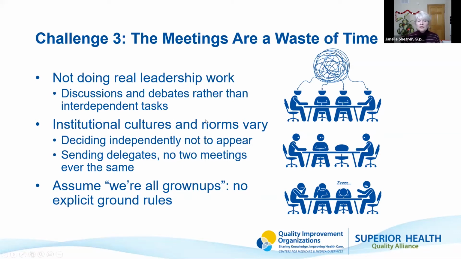There might be different institutional cultures and norms. So you may have people that don't necessarily come to the meetings, or they might be late, or they may just randomly send other people to the meetings. So no two meetings are ever the same. And then, we all just kind of assume we know how we want to behave on our team, or what the expected behaviors would be. So we just assume things, and there are no explicit ground rules determined by the team.